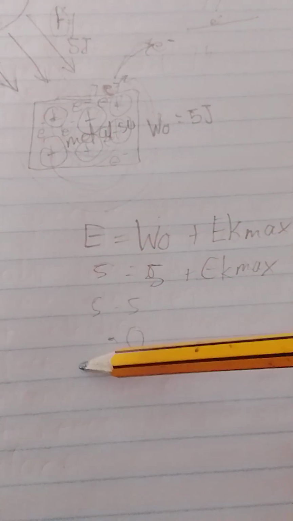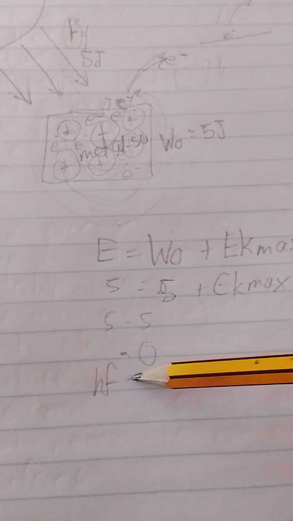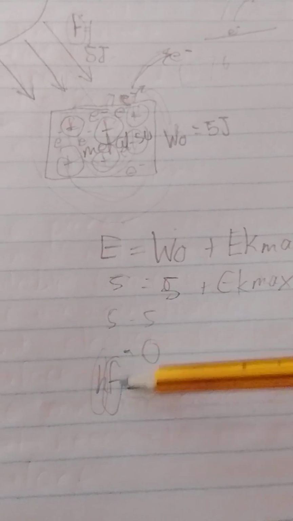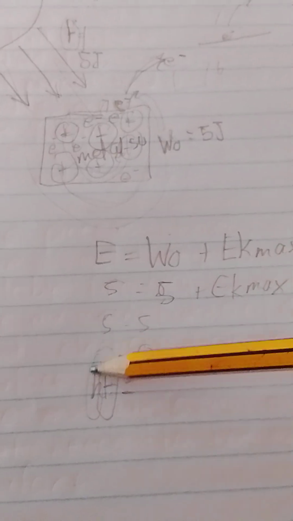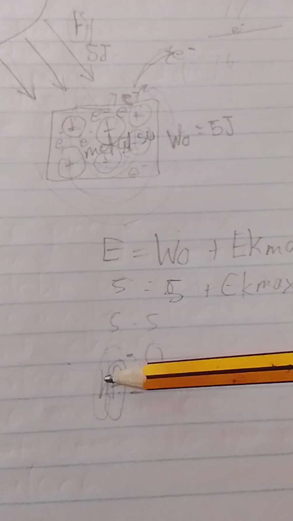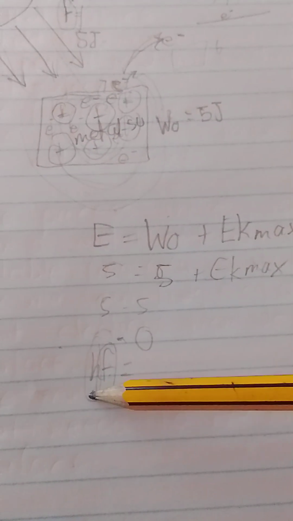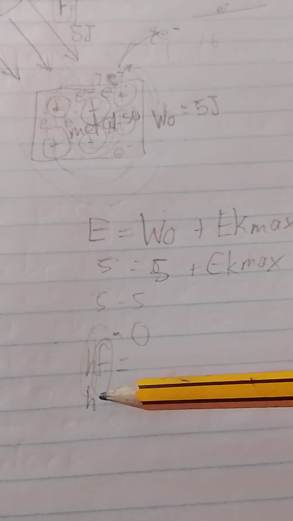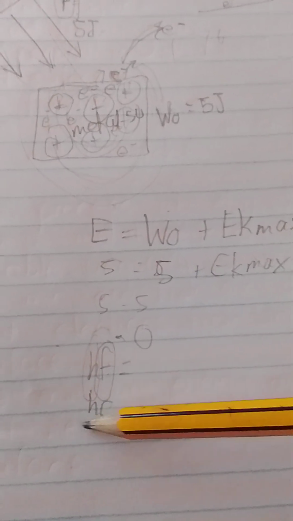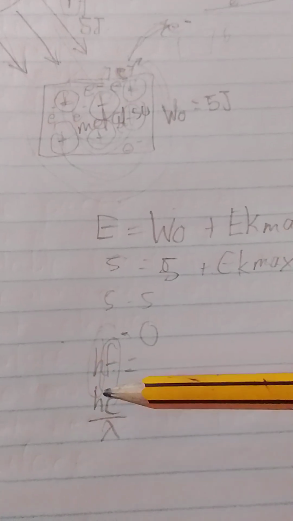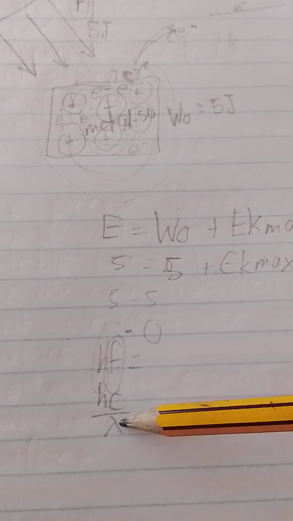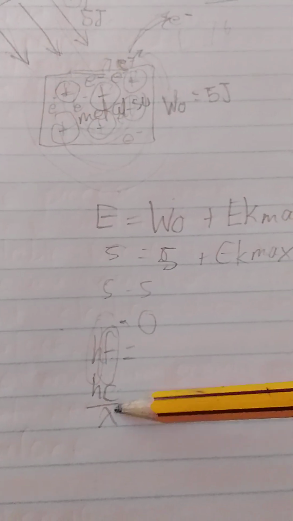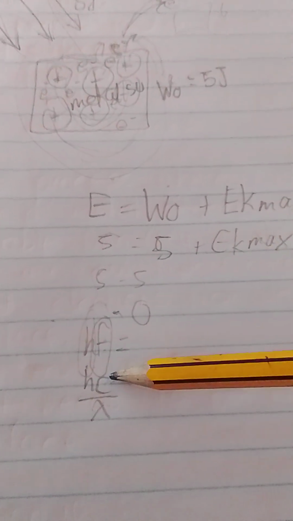There are other ways to write this, where it's going to be hf, where h is a constant and f is the frequency. If you're given the frequency of the light, you can rewrite it like this because energy is equal to hf. And there's also hc divided by wavelength. The cool part is h and c are both constants, so you don't have to do much. They're given to you on the answer sheet.